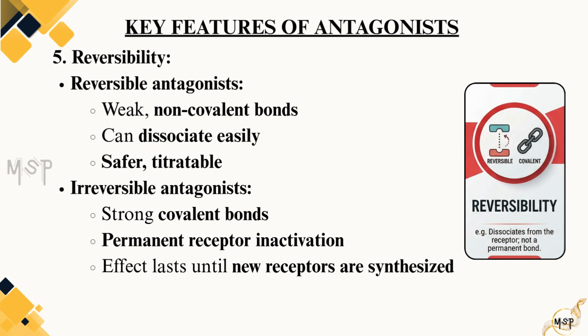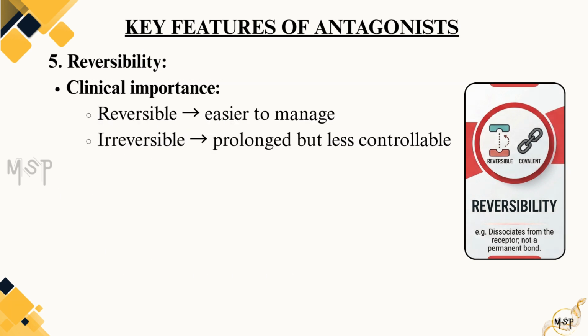Finally, reversibility. Reversible antagonists form weak, non-covalent bonds, hydrogen bonds, van der Waals forces, or ionic interactions, allowing the drug to detach when conditions change. Irreversible antagonists form strong covalent bonds, permanently disabling the receptor until the cell synthesizes a new one. This distinction has major clinical implications. Reversible antagonism is titratable and safer in overdose, while irreversible antagonism provides prolonged action but is harder to manage if side effects occur.